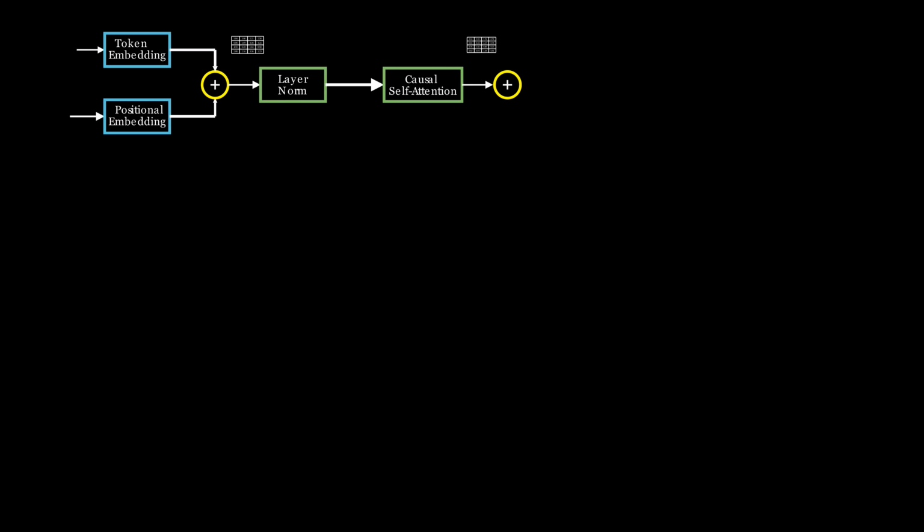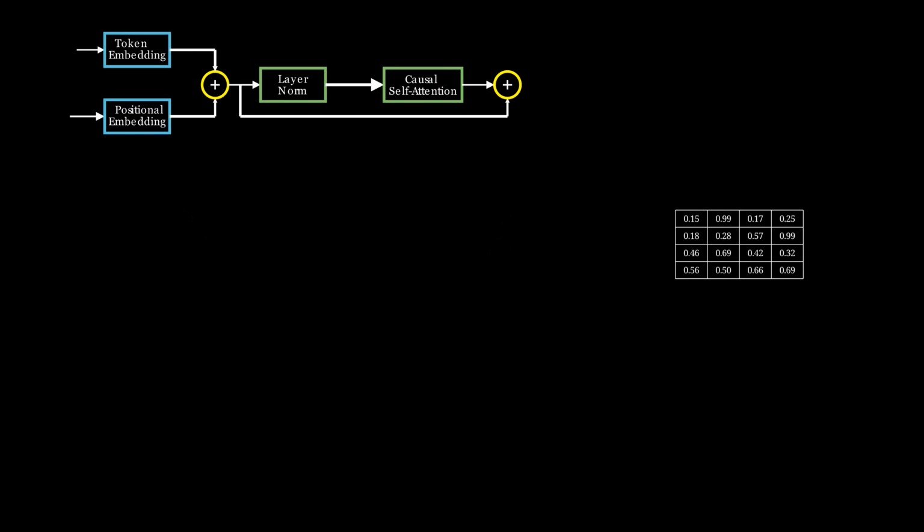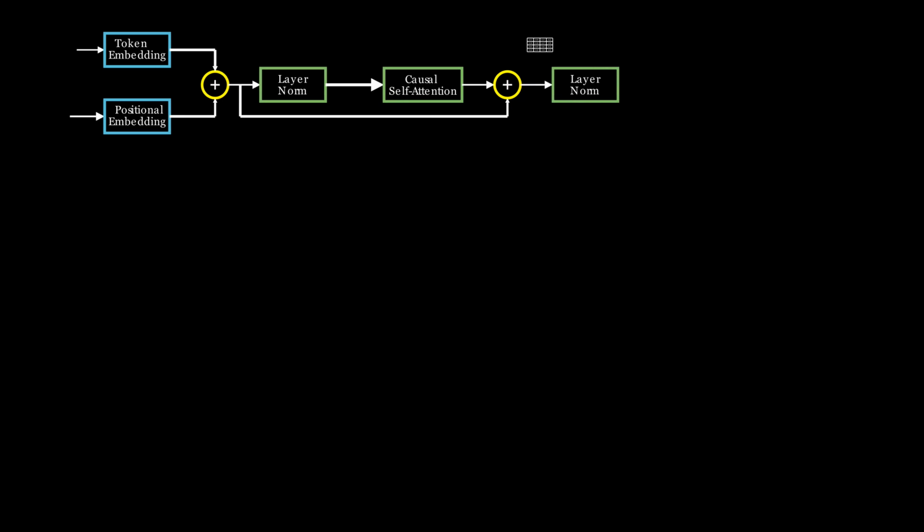Now we add a residual connection. We take the original input to layer normalization and add the attention output. This is called a residual connection. It helps gradients flow better during training. Then we apply another layer norm, just like before. Now we're ready for the MLP part.